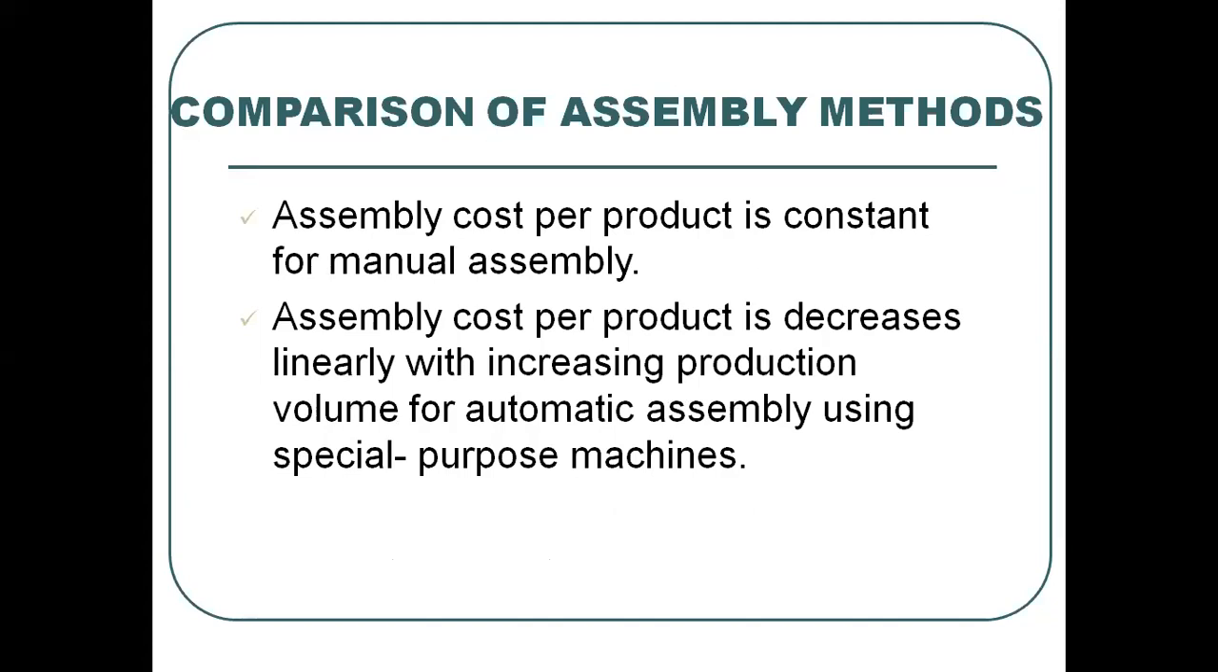Another thing, assembly cost per product decreases linearly with increasing production volume for automatic assembly using special purpose machines. As I was mentioning in the first unit, if you are making a higher initial investment for some particular workstation, then that will lead to higher production rate and therefore more number of products. So that initial cost is distributed, right? Therefore you are now getting lesser unit cost. Every other product that is being manufactured will carry that initial investment, distributed as we had discussed. So that is why the cost decreases with increasing production volume when it comes to the automated assembly method. Okay.